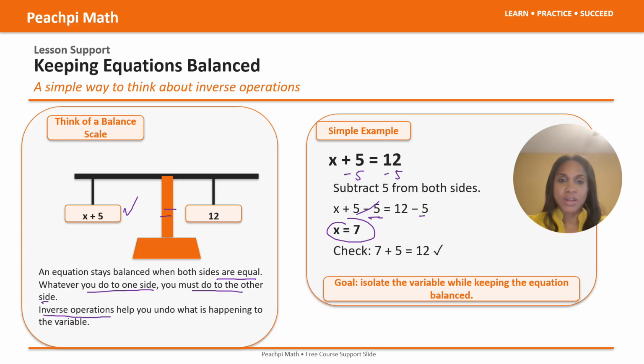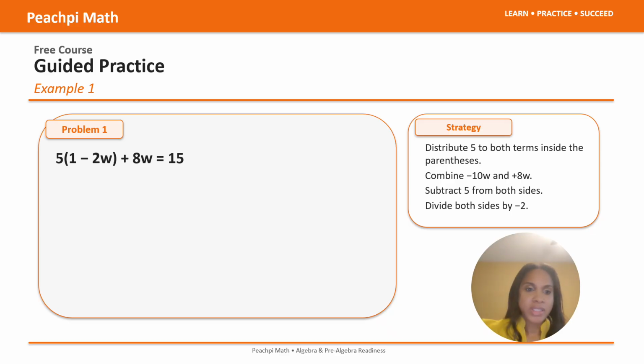All right, so now let's get started with some practice for the multi-step equations. Let's take a look at example 1. I'm going to do 2 examples with you, 2 guided practice, and then you're going to try 2 on your own. So for example 1 here, we have 5 times 1 minus 2w plus 8w equals 15. You can take a look at the strategies on the right-hand side, but I am going to solve this problem using those strategies. The first thing we want to do is use the distributive property. You want to look to see if you have parentheses, and if you do, use the distributive property. Whatever number is on the outside, you multiply that through to all numbers on the inside of the parentheses.